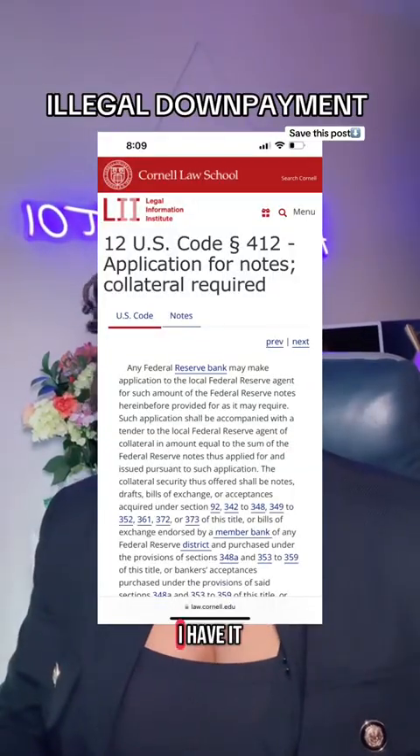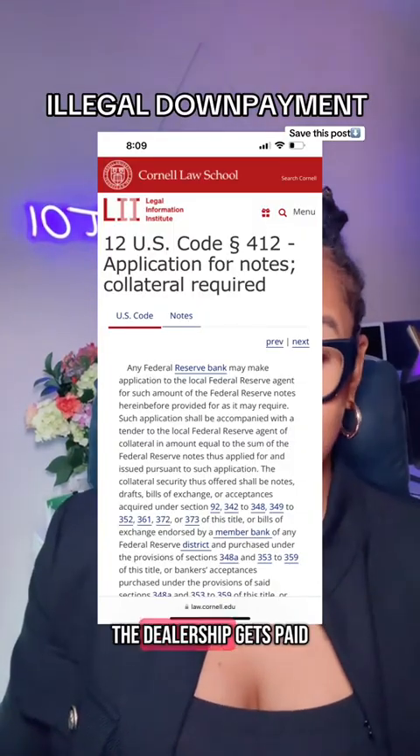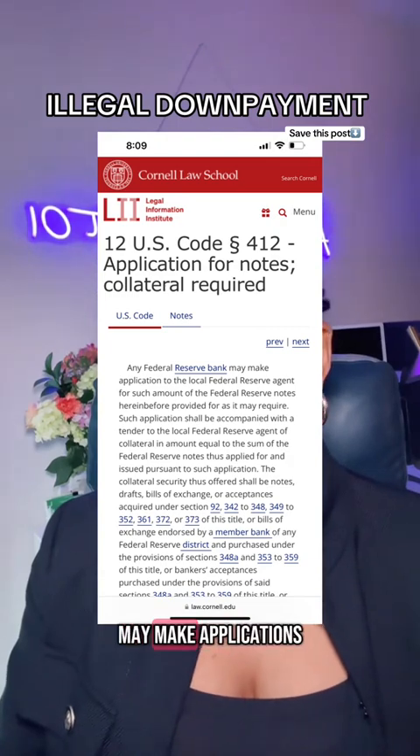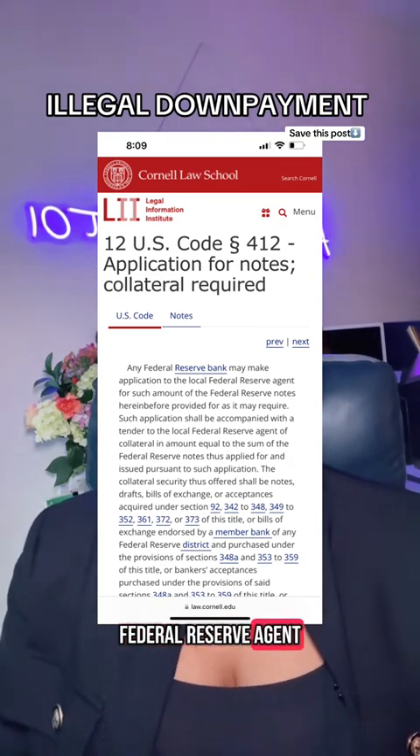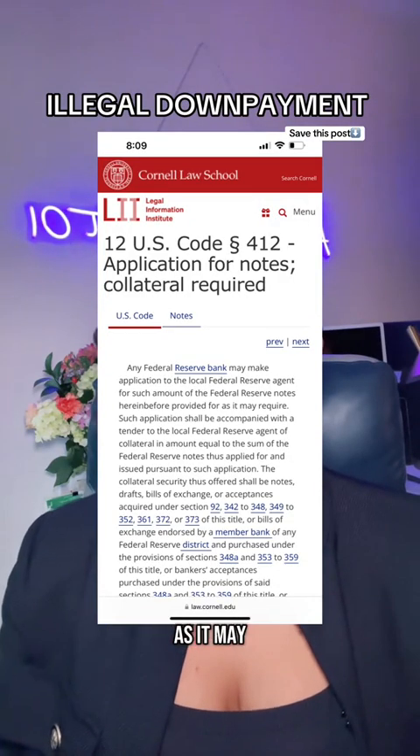So y'all know me, I have it pulled up and we're going to go over it. Now remember, the question at hand is how the dealership gets paid. Now this reads, any Federal Reserve Bank may make application to the local Federal Reserve agent for such amount of the Federal Reserve notes hereinbefore provided for as it may require.